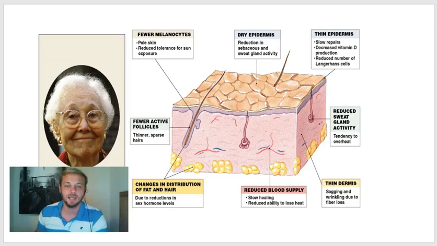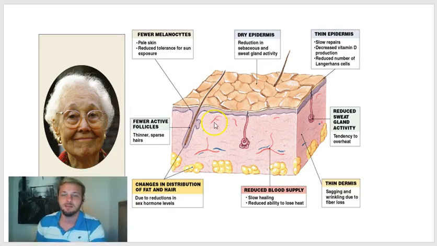And so if you look at a person's skin as they age, you'll see it's going to be drier because they lose those sebaceous glands and the sweat glands. It's going to be paler because they lose the melanocytes. That's also going to make them burn easier. You're going to see fewer hairs, fewer sweat glands, changes in the fat distribution, changes in the collagen, and so you wrinkle a lot easier.